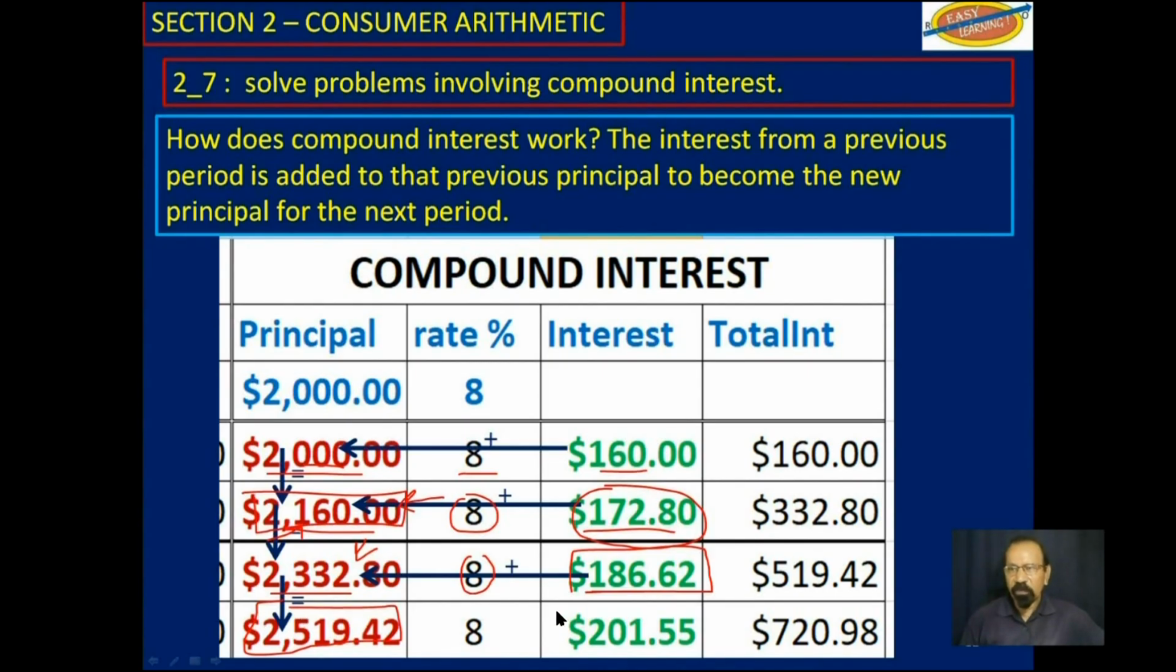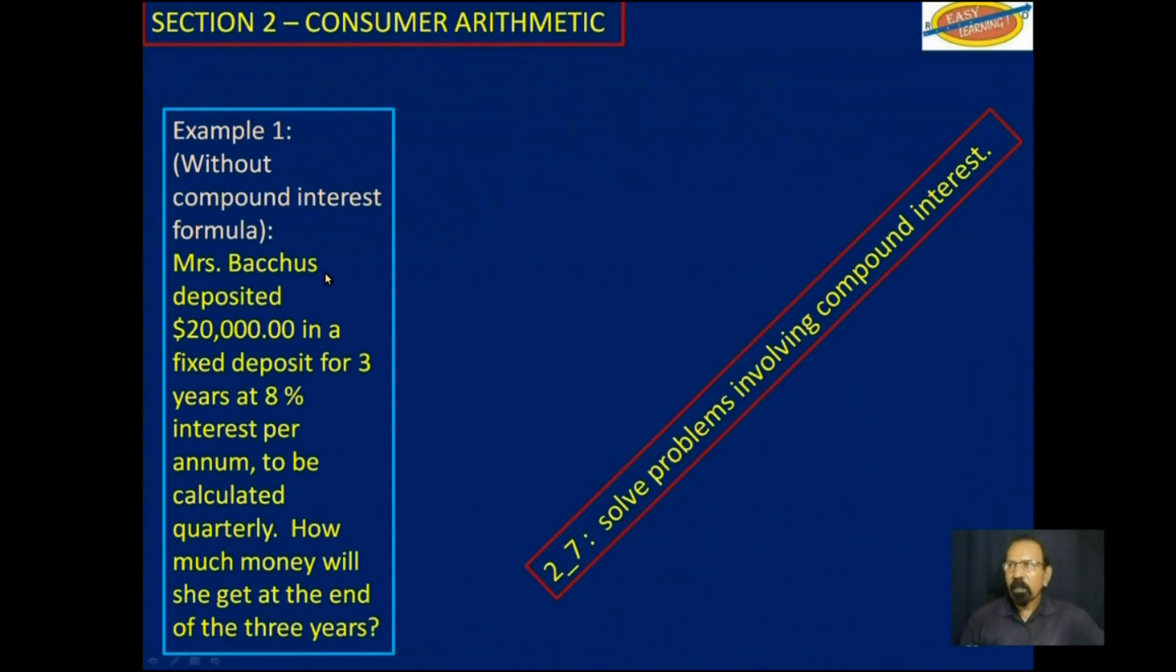Now you can actually do this on a table like this, but later on we will learn of a formula to do the same work. So the objective says solve problems involving compound interest. So we are not going to use a formula here. We will use a table and calculate each interest and amount individually.